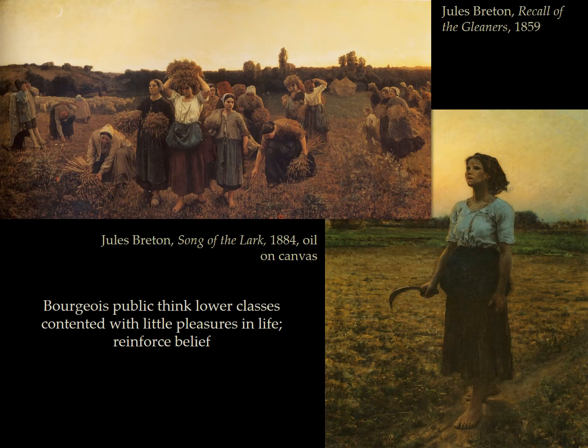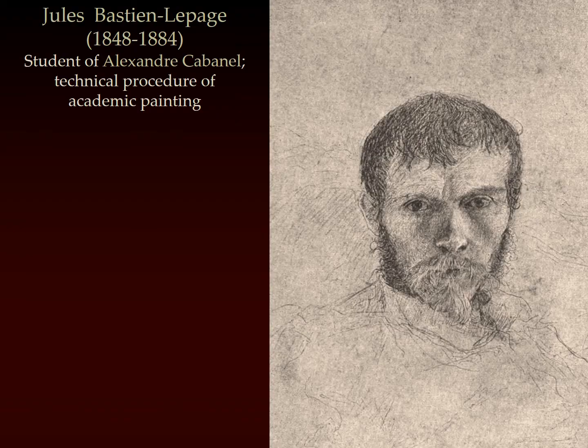So the bourgeois public, right, thinks of these lower classes as being contented with the little pleasures in life, and this merely reinforces that belief, much like the recall of the gleaners we talked about. The large heroic figures of the women do not really show how backbreaking the labor is or invite pity. Instead, we're meant to imagine our lives being much simpler and how nice it would be to have their lives.